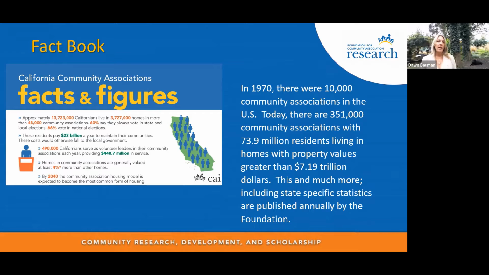And every year we produce a substantive fact book for the industry that includes information about the number of people living in associations, the number of housing units, the projected growth, the projected percentage of development in community associations, as well as some financial impacts that the industry has on our economy, including the property values of homes in community associations, the amount of money collected in community associations for assessments, and even the amount of money collected for reserves.